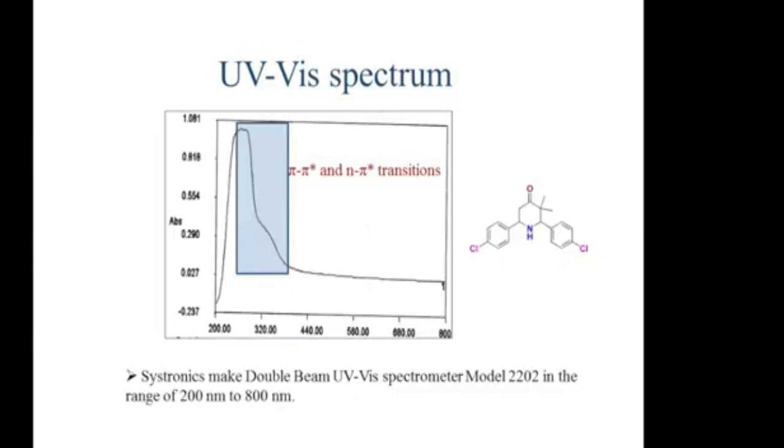Next, the UV-visible spectrum of this compound. We have received the pi-star and n-star transitions, recorded on a Systronics double beam UV spectrometer, model 2202, in the range of 202 nanometers to 800 nanometers. Here there is no absorption observed, as the compound is colorless and transparent. So this is the conclusion of this spectrum.